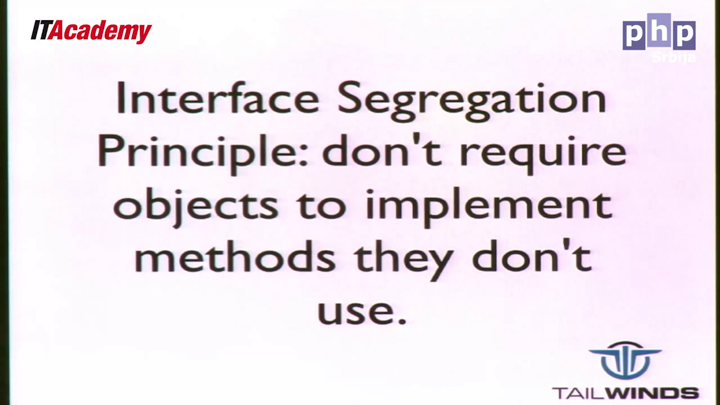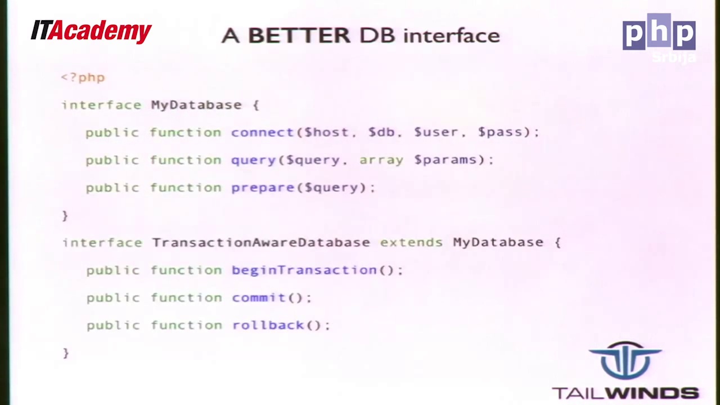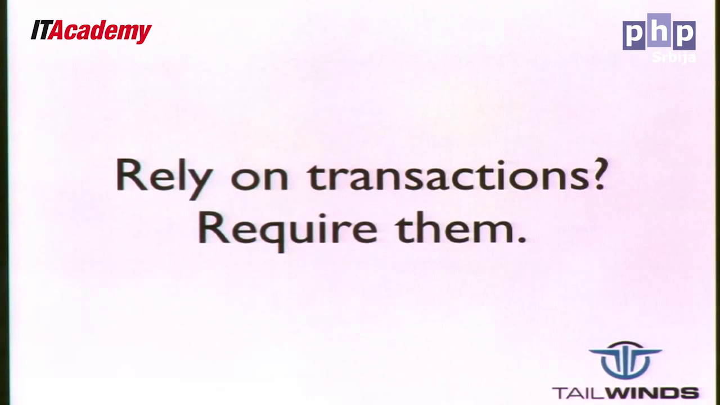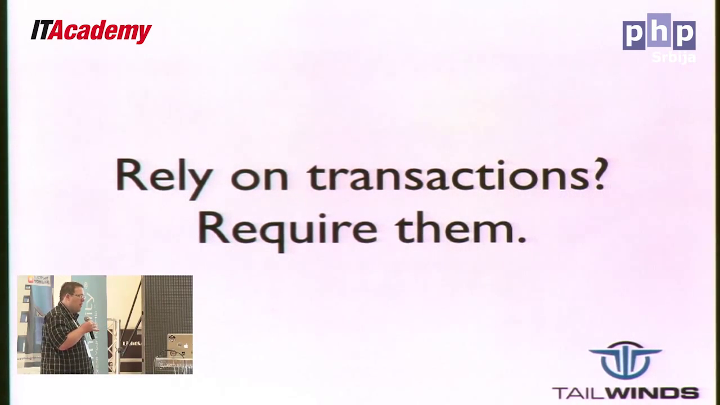Well, there's a solution to this problem, which is to break this into 2 interfaces instead of just 1. The first interface would be the database interface that would have all of the typical database methods: connect, prepare, query. And then the second one would be an extension of that, which would be transaction-aware database that would implement those transaction methods. And those transaction methods would then be available for us to use as we need them. The goal here is that if you rely on those transactions, you can require the transaction-aware database method and ensure that those are always available, and ensure that when you call them, you don't get a bad method exception.